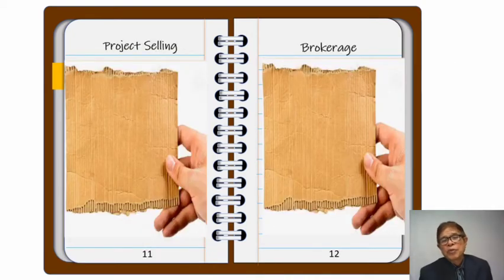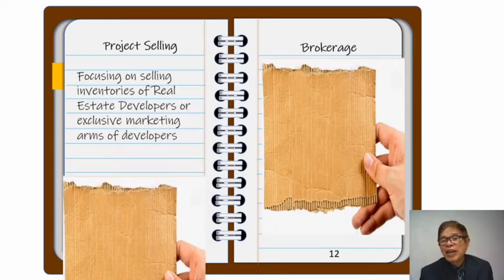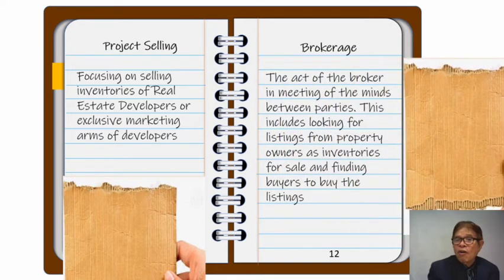I think it's good for you to know the difference between project selling and brokerage. Project selling means focusing on selling inventories of real estate developers or the exclusive marketing arms of developers. While brokerage is the act of the broker in meeting of the minds between parties. So this includes looking for listings from property owners as inventories for sale and finding buyers to buy the listings.